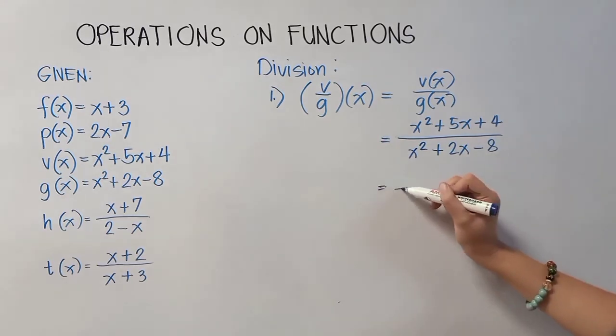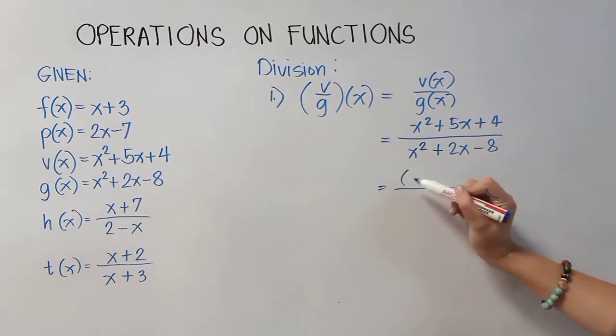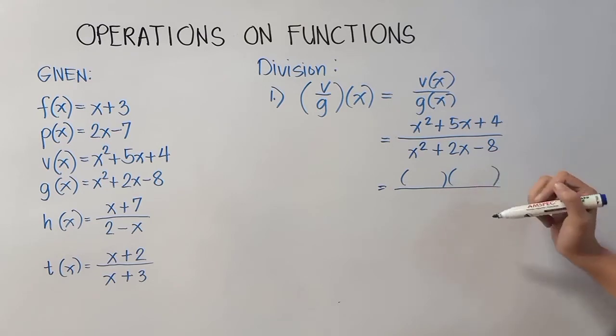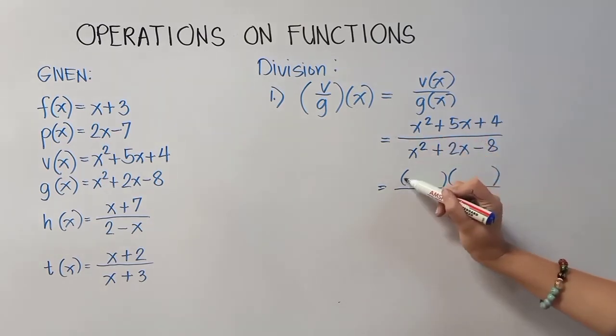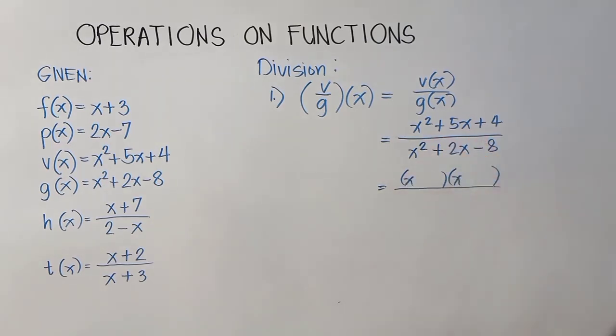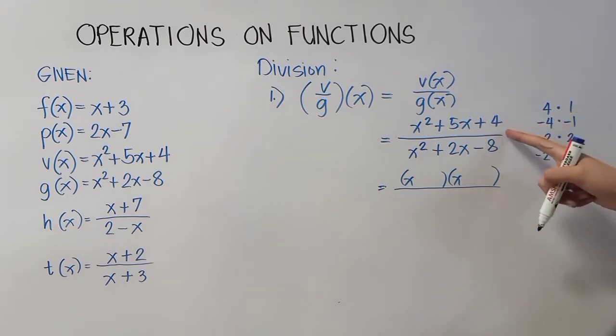Now we will factor this out so that we can see if there is a common factor here. So x squared is from multiplying x times x. And then 4 here, we have to look for factors. Let's list it down. Positive 4 times 1. Or it could also be negative 4 times negative 1. We also have positive 2 times positive 2. And negative 2 multiplied to negative 2.